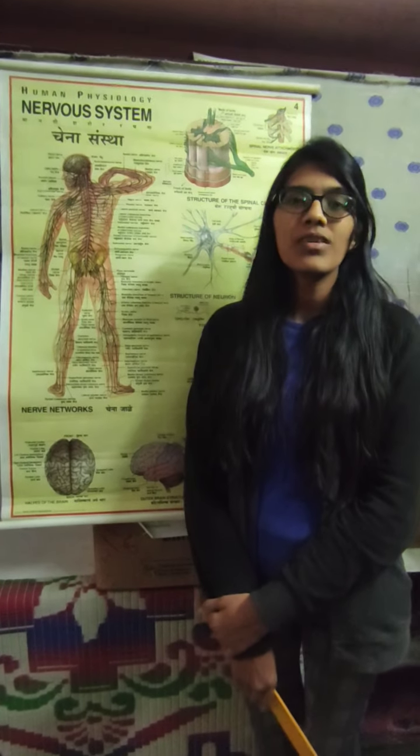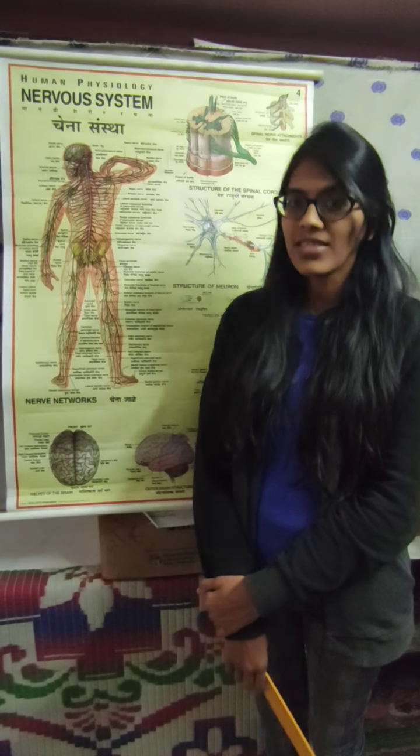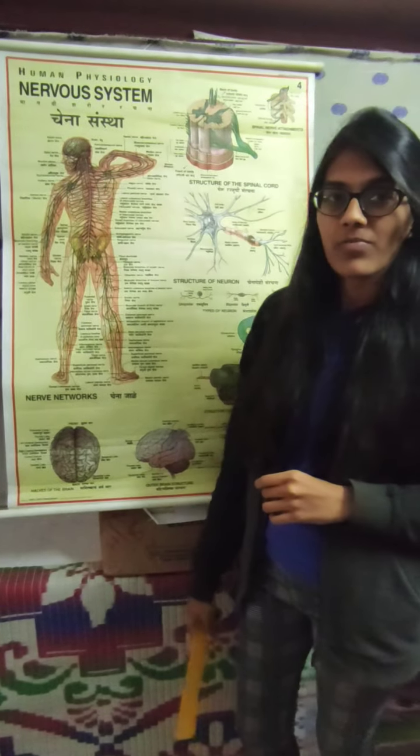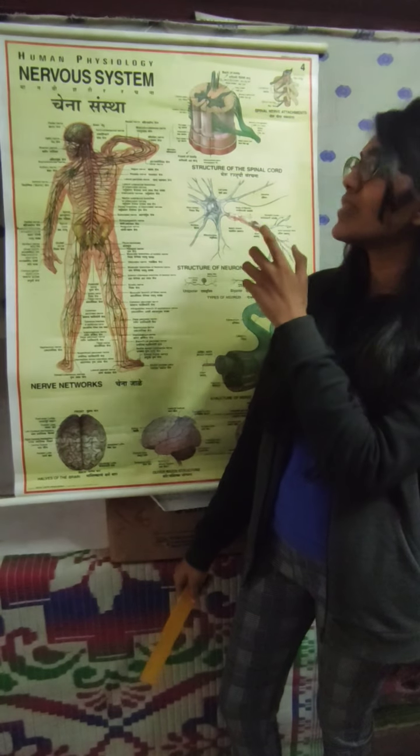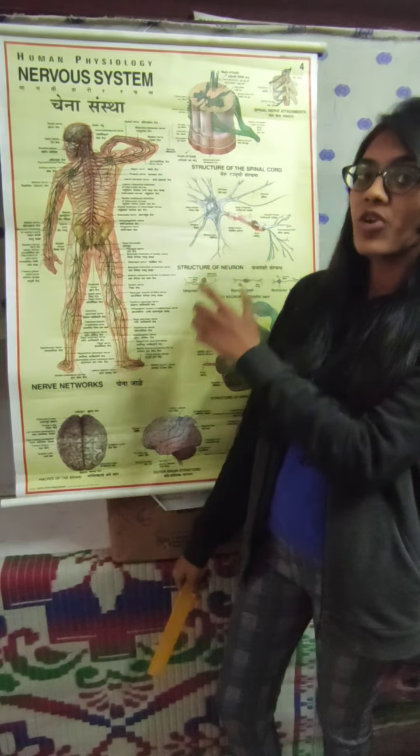Today we are here to learn about the nervous system. Before starting, let us discuss what this system is about. When we talk about the nervous system, as per the name, nervous means it is associated with the help of neurons.